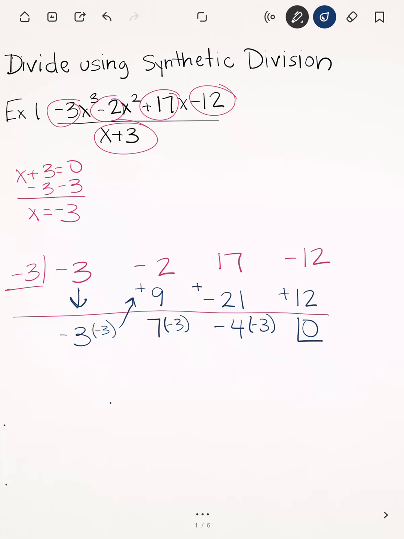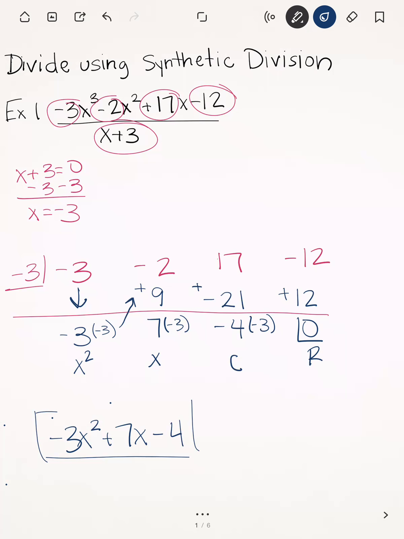From here, the last one is always my remainder. The negative 4 is my constant. This is my x and my x squared term. So when I write my answer, I get 3x squared plus 7x minus 4. I don't have a remainder, so I don't need to write it, and that's it. I'd get the same thing if I did long division.